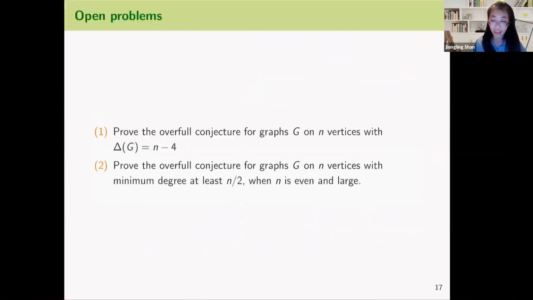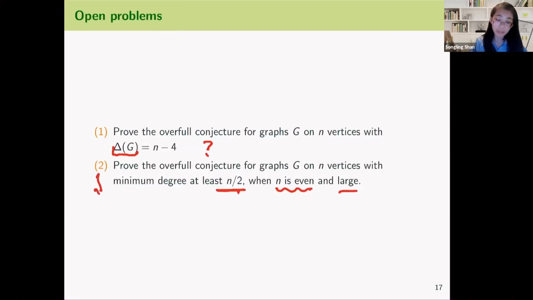And finally, I have some open problems here. The first one: recall the overfull conjecture in terms of only considering the maximum degree. It is only proved for delta G equals n minus 3. So the question is, can we prove this for n minus 4? And in terms of restricting the graph to have a large minimum degree, if the minimum degree is about n over 2, and n is even and large, can we show that such a graph satisfies the overfull conjecture?